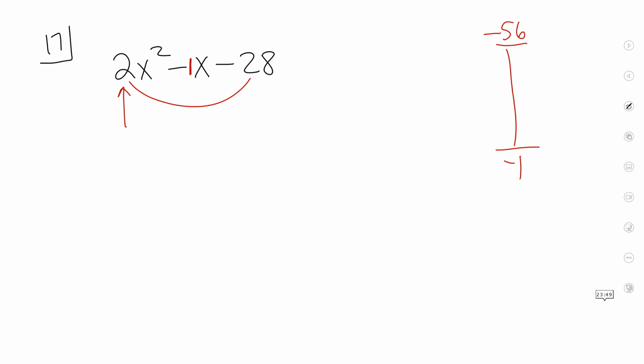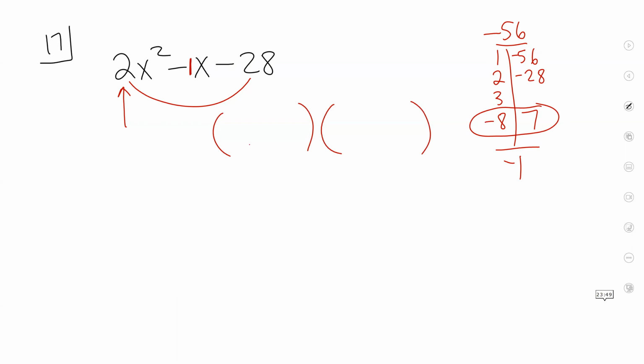Okay, if you can't think of it, we're going to start at 1. 1 times -56 will give me -56. 2 times what will give me -56? 28. 3 times what? Anyway, you would go down the list. The answer should be -8 and 7. So if you're struggling trying to find your factors, just start at 1 and keep going up. Okay? So -8 times 7 is -56. -8 plus 7 is -1. So those are my numbers. So we're going to make them into factors. I have x minus 8 and x plus 7.